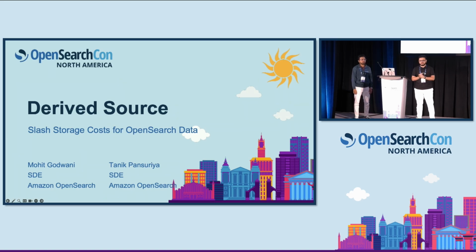So, I'm Mohit. I work with Amazon and I've been with OpenSearch since the inception of the project. I work mostly in the areas of indexing, and I've been contributing more and more towards areas around distributed systems and all. With me today is Tanik.